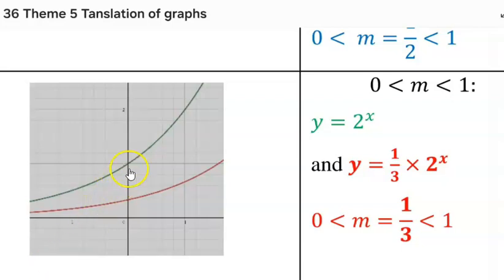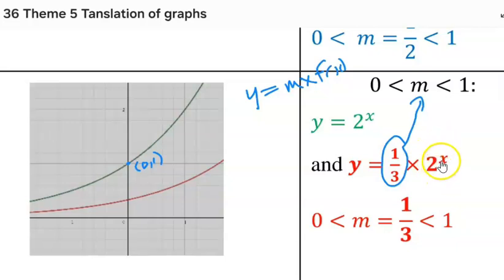We are still considering y equal to m times f of x. So in this case, we are again busy with the exponential function, just the regular one. And we notice that it goes through 0, 1 there. But now I'm multiplying by a fraction because m is in between 0 and 1. So if I now put x equal to 0 in this equation here, we get 2 to the 0, which is 1. So this value will be at x equal to 0 and y is equal to 1/3.